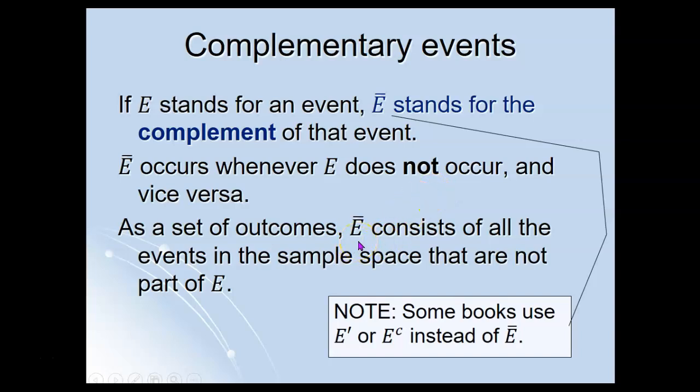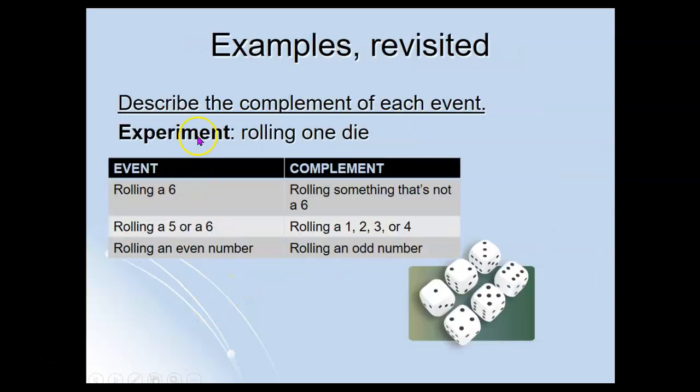If you think of an event as a set of outcomes, E complement is the set of all the events that are not part of E. So for example, if your experiment is rolling a die, and you're talking about the event of rolling a 6, the complement of that would be not rolling a 6, rolling something that's not a 6, which means it's either 1, 2, 3, 4, or 5. The complement of rolling a 5 or a 6 would be where that doesn't happen, which means you rolled a 1, 2, 3, or a 4.